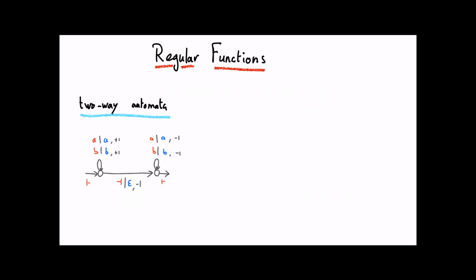So regular functions can be defined by several different models. Here I have a two-way automaton, so that can move forward or backward. And this one in particular reads a word and here loops, and when it reads a letter it copies it. So the red labels are for the input and the blue for the output. So it copies the word and moves forward, and when it reaches this end marker it starts moving backwards, and then it copies the word again, but moving backward.